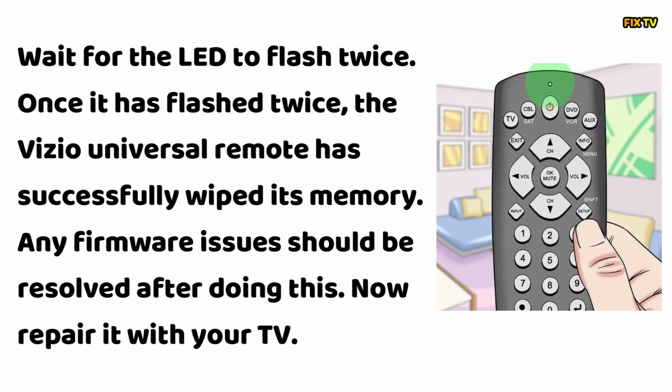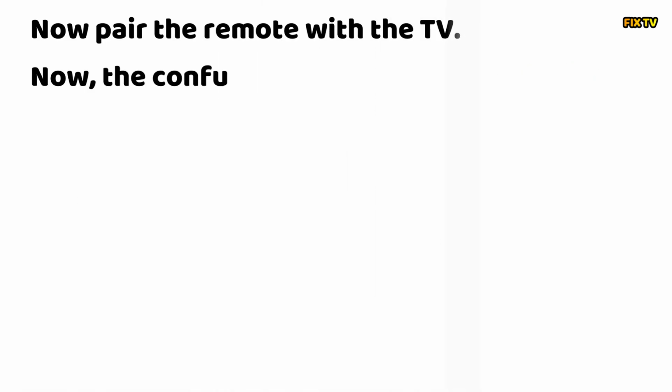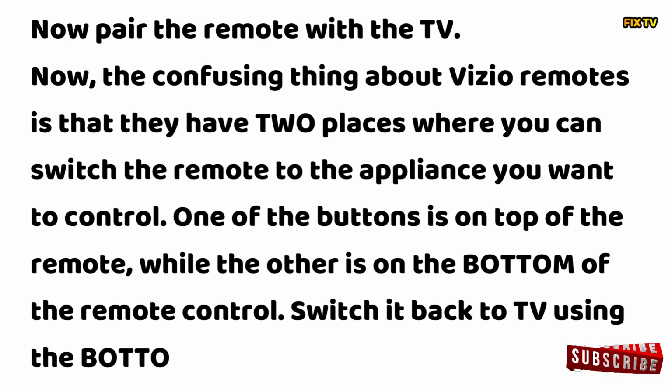Now pair the remote with the TV. The confusing thing about Vizio remotes is that they have 2 places where you can switch the remote to the appliance you want to control. One of the buttons is on top of the remote, while the other is on the bottom of the remote control. Switch it back to TV using the bottom.